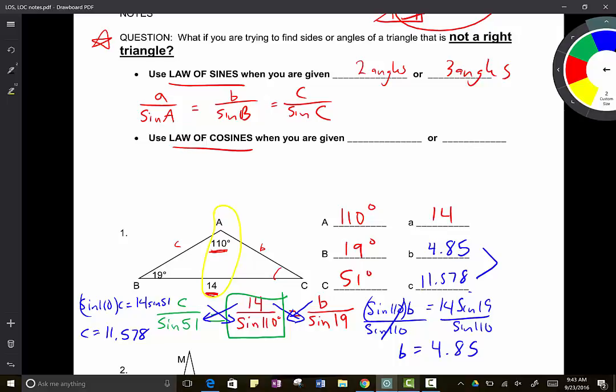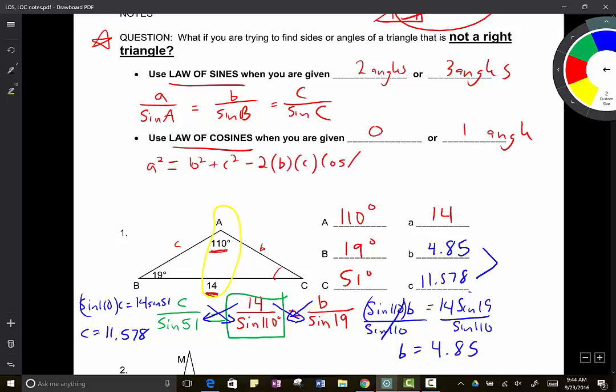Law of cosines is what I'm going to show you next. There are 3 formulas for law of cosines. They are a little more complex, and you use this when you are given 0 or 1 angle, when you don't have a proportion that matches up. Here you go. Remember, lowercase letters are side lengths. A squared equals B squared plus C squared minus 2 times B times C times the cosine of angle A.